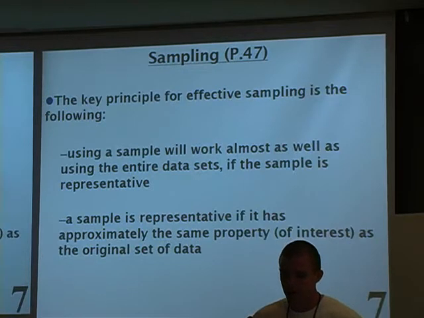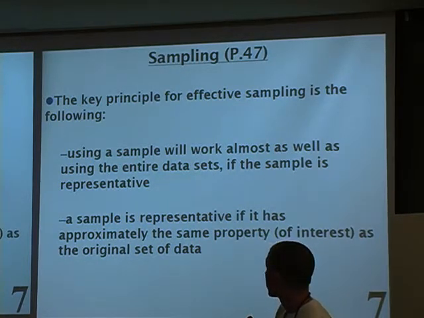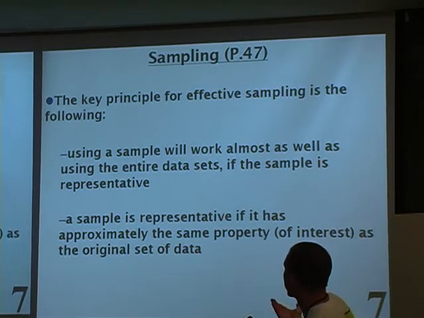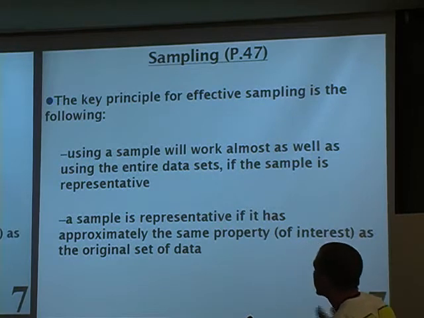And I think I mentioned this last time that I got this quote from the book, but it's very circular, right? It says basically a sample will work almost as well as the entire data if the sample is representative. What does it mean to be representative? Well, that means it has the same characteristics. So it's quite circular, but the point is it really depends on what you're after.